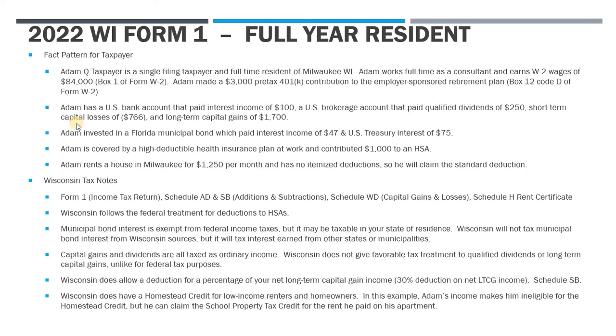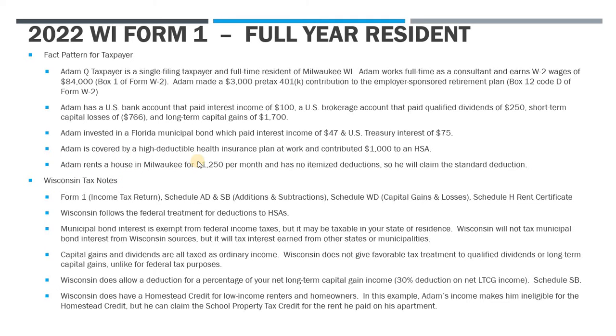That is an employer-sponsored retirement plan. In addition to his wages, Adam has a U.S. bank account, a savings account that paid interest of $100. His U.S. brokerage account paid out qualified dividend income of $250, and he has some short-term capital losses of $766, and then some long-term gains of $1,700. Now, in addition to those investments, Adam has an investment in a Florida municipal bond, and that paid him interest of $47 during the year. And then he separately has some U.S. Treasury investments, so U.S. Treasury bonds that paid interest of $75.